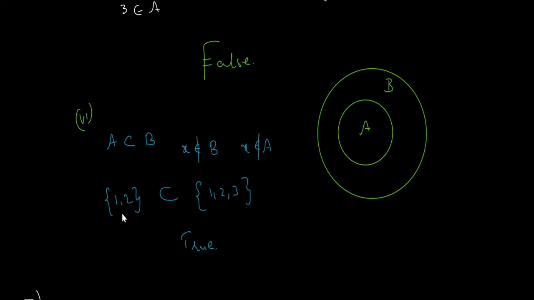For example, take A as 1, 2 and B as 1, 2, 3. A is a subset of B. If X is not in B, this is a set A, this is your set B. If X is not in A, if suppose your X is 4 is not in B, it will not be there in A. Yes, it is a true statement.